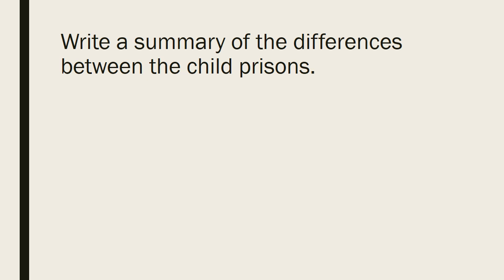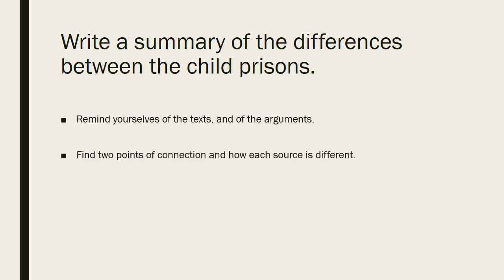So, what are you going to do? First thing you're going to do is remind yourself of the texts and of course of the arguments. You're not going to be using the arguments, but it allows you to remind yourself where you came in with this. You're going to find 2 points of connection and how each source is different. Think of that little diagram that we used. Again, use what I did as a model. And finally, you're going to use SQI to write a paragraph for each of those 2 points of connection. Again, you have a model there to work from.